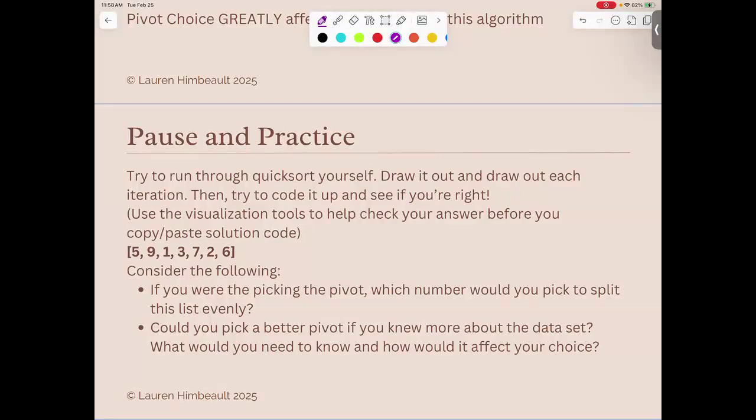Okay, so then once you've done that, let's just consider the following. And this is really where some good exam questions come in. If I asked you to pick the pivot, what number would you pick to split the list evenly? And would you pick a better pivot if you knew more about the data set? Knowing that it's a sorted data set or almost sorted data set, we probably want to pick a pivot value that's somewhere in the middle, right?